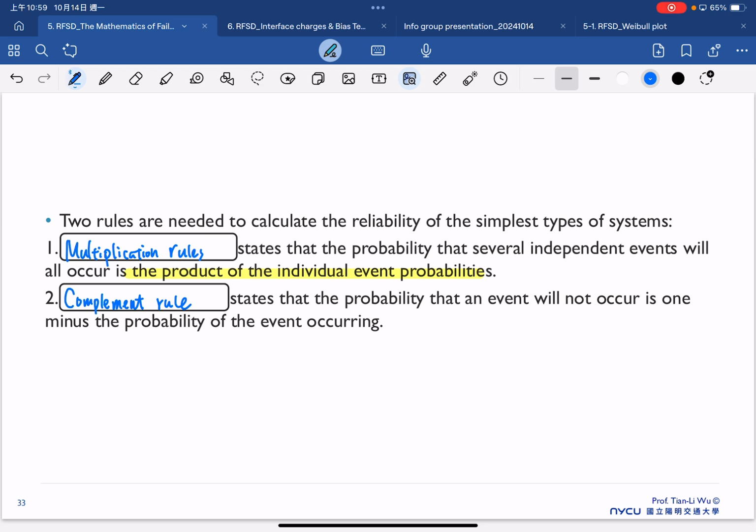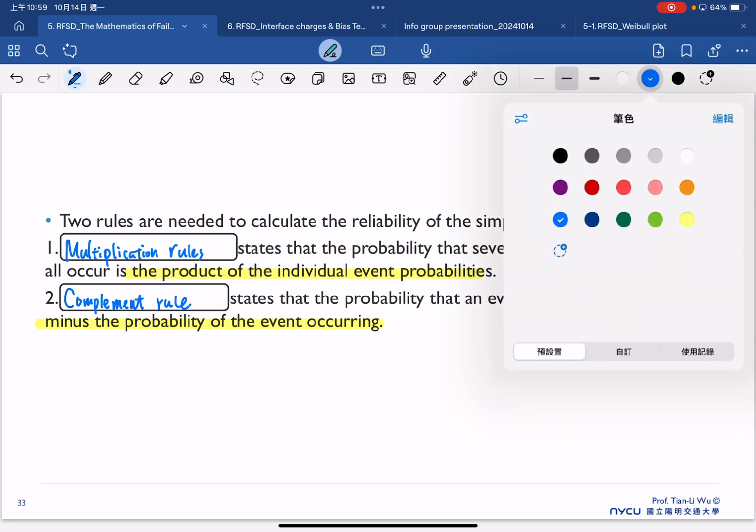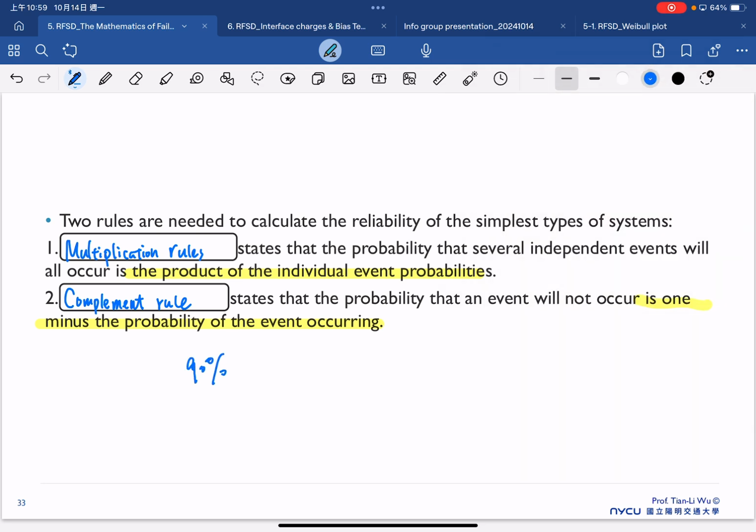This rule states that the probability that an event will not occur is 1 minus the probability of the event occurring. So that means if we have 90% for the probability of an event occurring, then by using the complement rule, it is just 1 minus 90% for the event that will not occur.